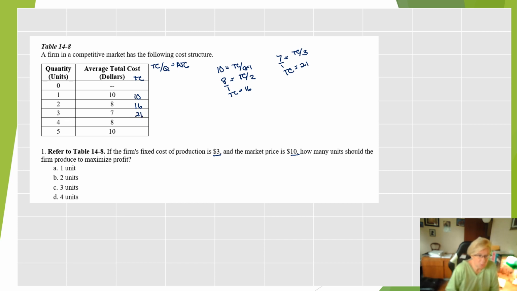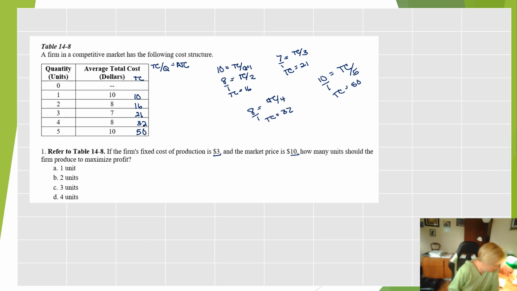For the fourth quantity, we have $8 is equal to total cost divided by 4. So we have total cost, cross multiplying, equals 32. For the fifth, we have $10 equals total cost divided by 5. So we have total cost equals 50.